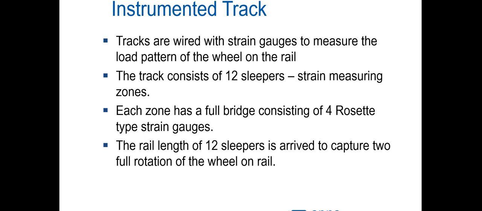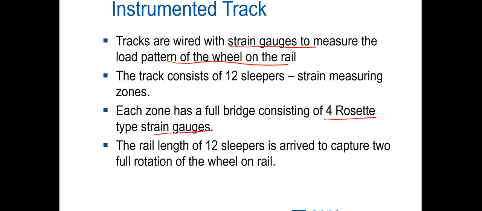This is a short description. The tracks are provided with strain gauges, as I just mentioned, to measure the load pattern on the wheel. The track consists of 12 sleepers, which are the strain measuring zones. And this is the type of strain gauges that we use.